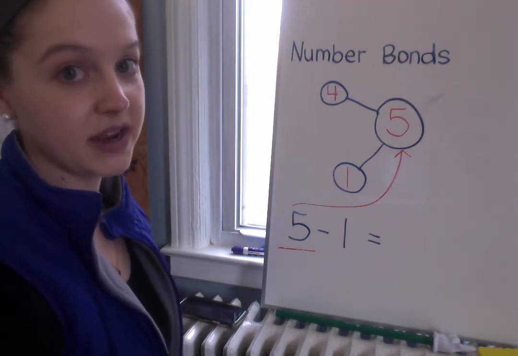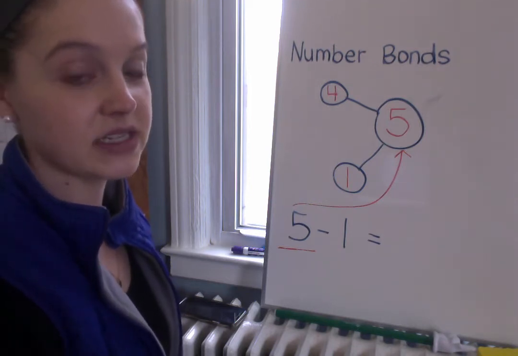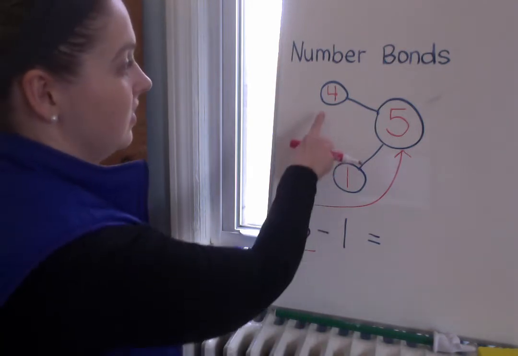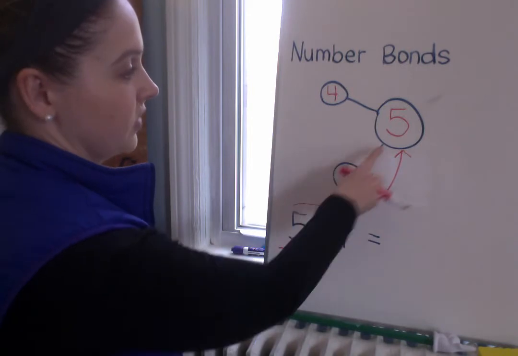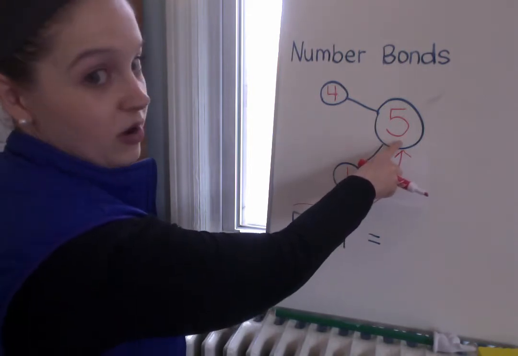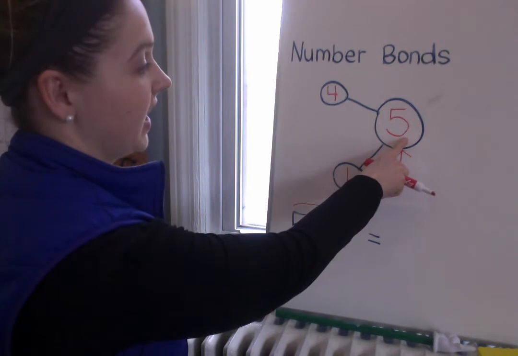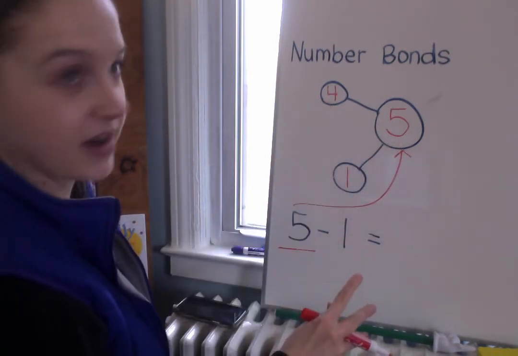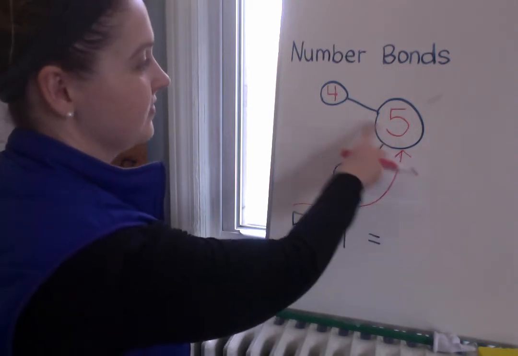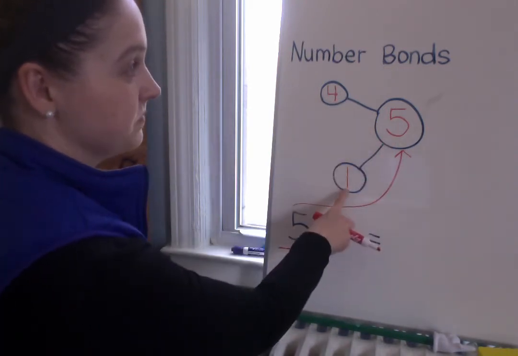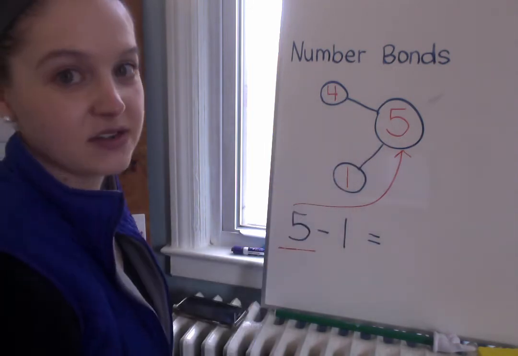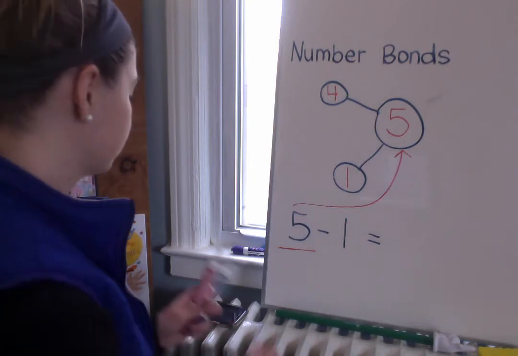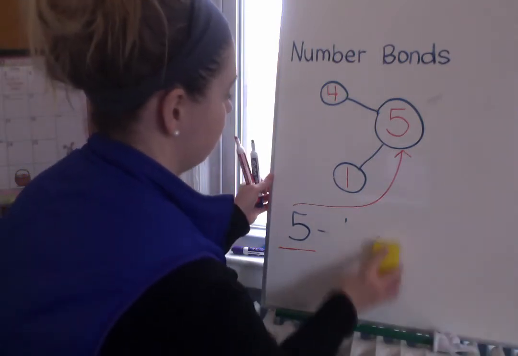Now I can check my answer to make sure that I got it right by using addition. This is how we would use the number bond just like we did for addition. 4 plus 1 equals 5. Or we could do subtraction like this. 5 minus 1 equals 4. Or it could even look like this. 5 minus 4 equals 1. So a number bond now is kind of a triangle that's working together for several different math problems. Let's try another example together.